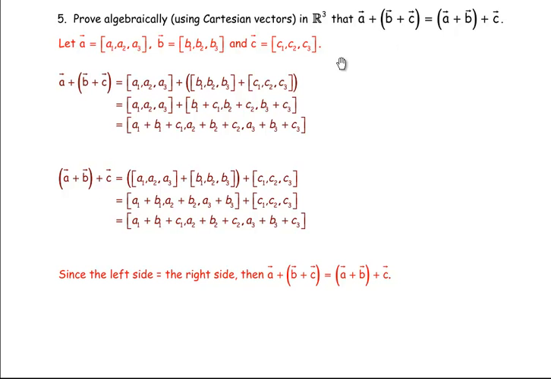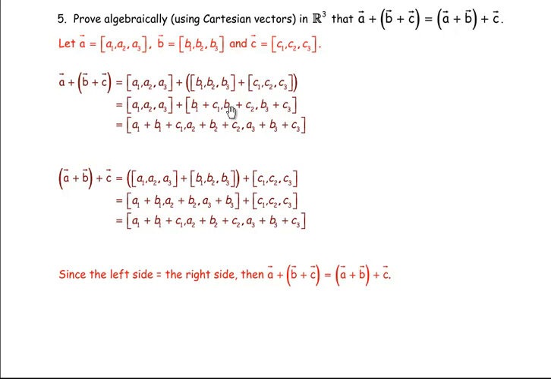So I'll start with the left side, a + (b + c), and substitute in my vectors. That's a, and that's b and c in place of the b and c vectors. The brackets mean I am supposed to add b and c first. So I would add the x component to the x component: b1 + c1 is the x component, b2 + c2 is the y component, and the z component would be b3 + c3.